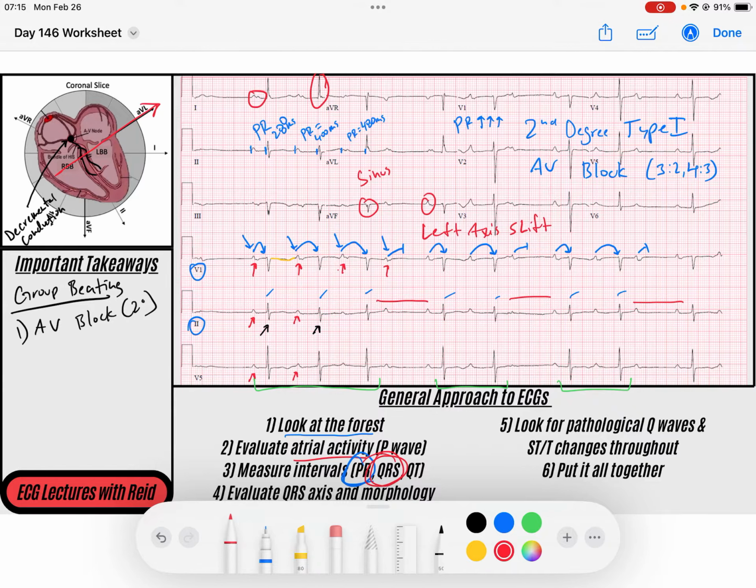You see I've got good R wave progression here. I've got a small R wave that grows, becomes dominant right around V4, and then it's dominant in V5. It's okay. The last thing we're going to do for this is look at our QT interval, right?